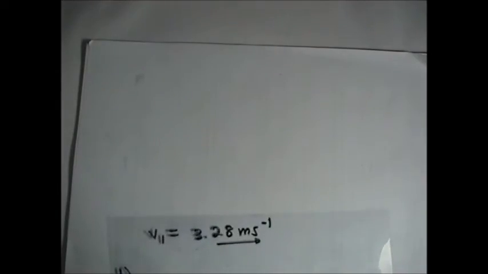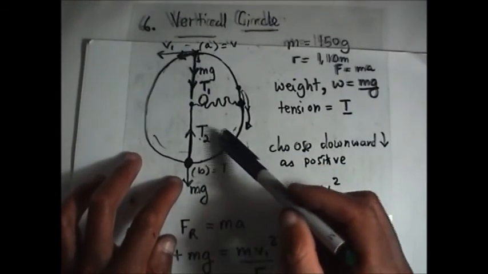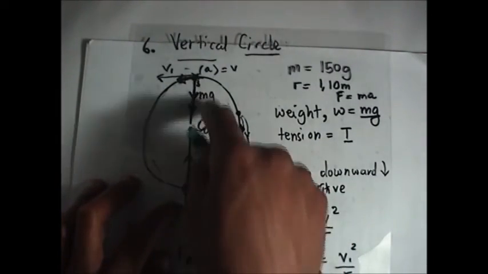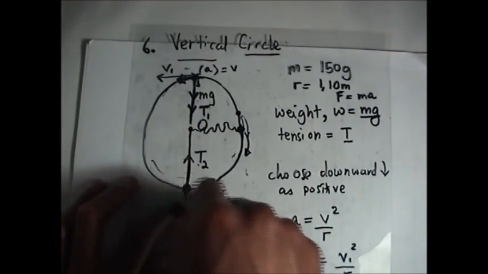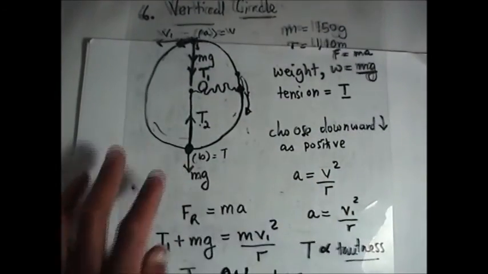You remember from our drawing here, the tension was T2 at the bottom. We called it T2 just to differentiate from T1, because they are not going to be the same tensions due to the different velocities. So T2 here, that's the situation at the bottom.